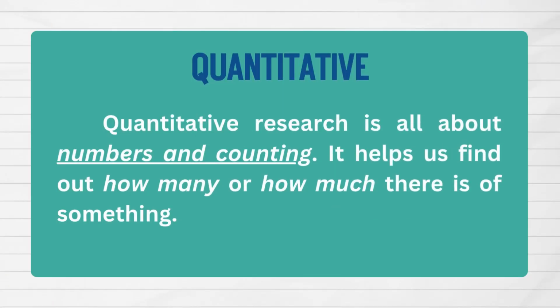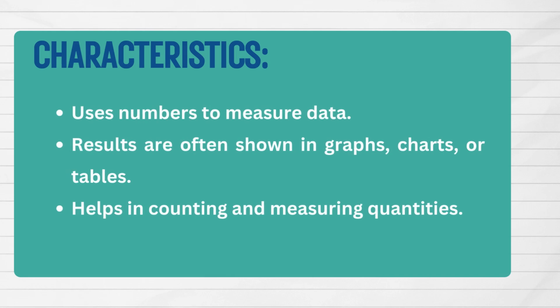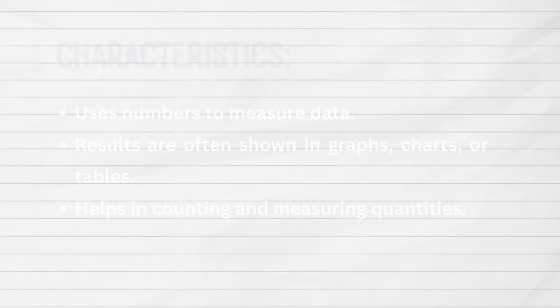Quantitative research is all about numbers and counting. It helps us find out how many or how much there is of something. Quantitative research uses numbers to measure data. The results are often shown in graphs, charts, or tables and help in counting and measuring quantities.